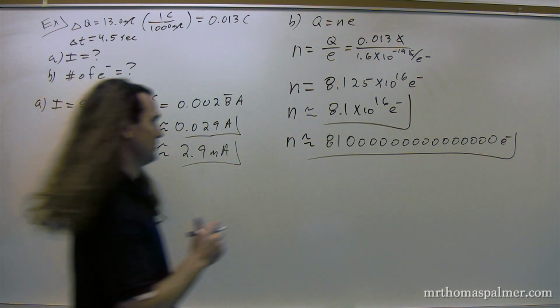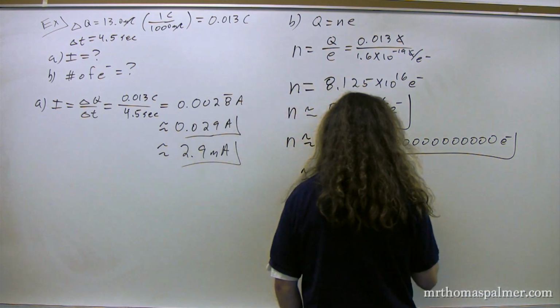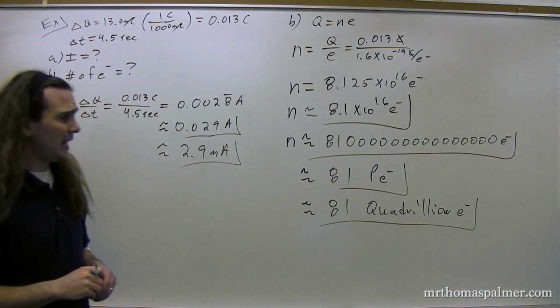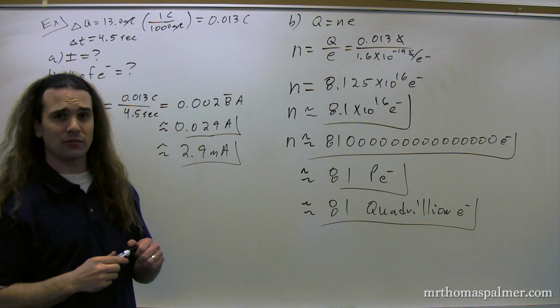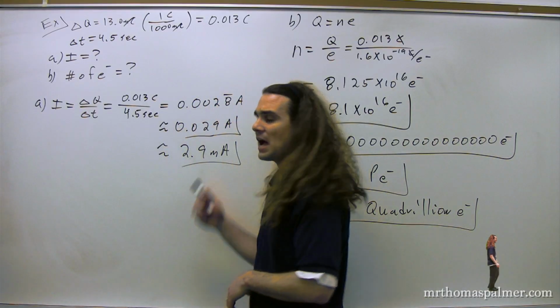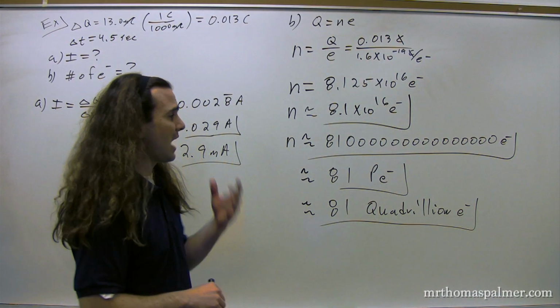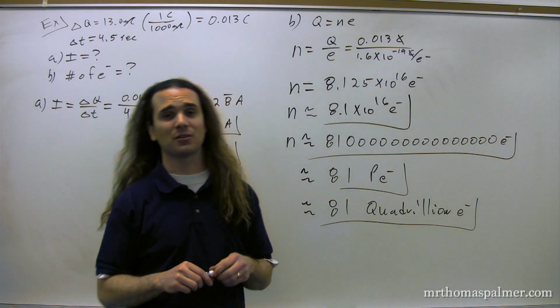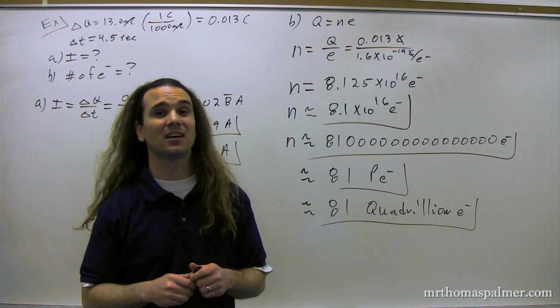81 quadrillion electrons. How long was that? 4.5 seconds? What was our current? 2.9 milliamps? Wow, that's a lot. Just gives you an idea for how many electrons are passing through our wires. It is a lot.